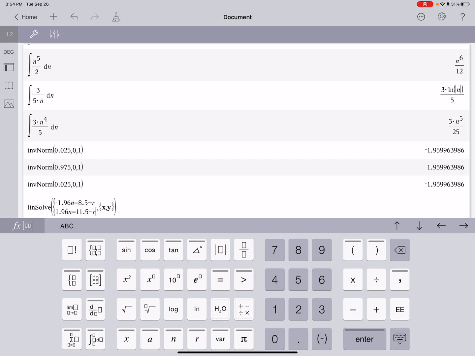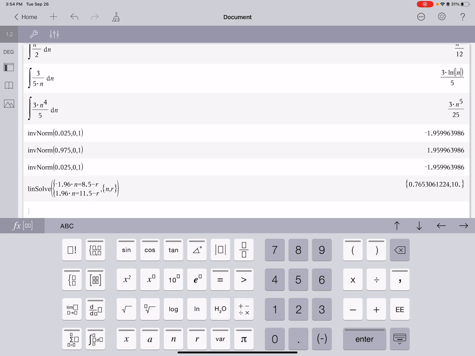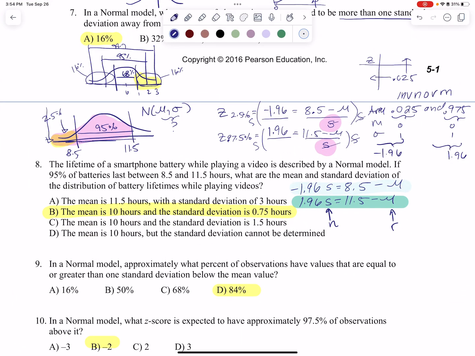Okay, and I got to change this since I'm not calling it X and Y and I'm calling it N and R. I'm going to N, comma, R. Enter. Okay, so my first one is 0.76 and the second one is 10. So my N, which is the standard deviation, is 0.76 and the mean is going to be 10 because that's what I got in my calculator. So you can see that's exactly what we got for B.